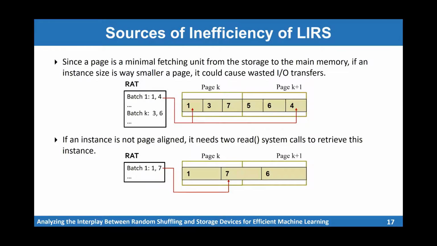The second source of inefficiency comes from page alignment. In this example, training instance 7 crosses a page boundary, so we need 2 reads to bring in batch 1. If page k plus 1 is evicted before instance 6 is used, then this results in redundant page transfers.